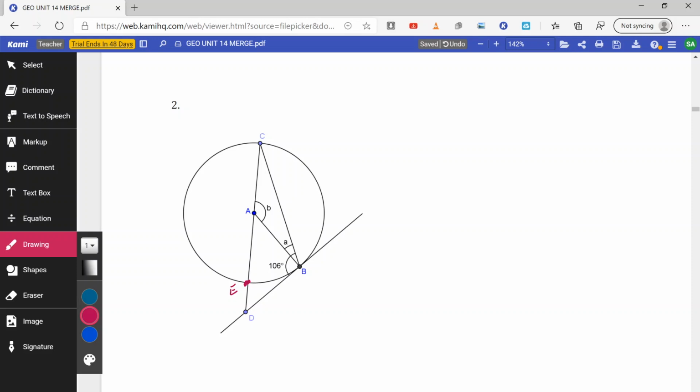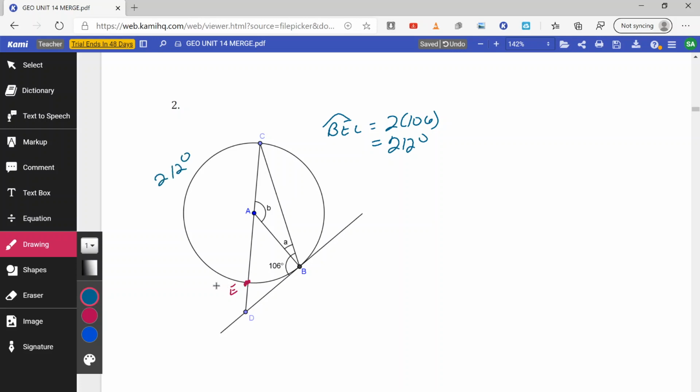However, here we have a chord and a tangent intersecting with a measurement of 106 degrees. So we know that arc BEC is going to be twice that. So again, the angle measurement is half of the intercepted arc. So if I know the angle measurement, I have to multiply it times 2. So arc BEC is going to be 2 times 106, which is 212 degrees.